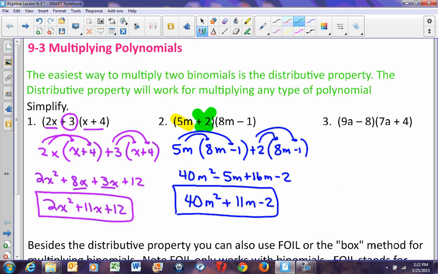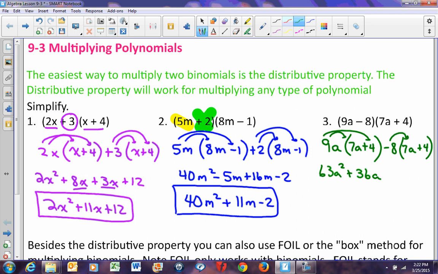Last problem here, we're going to do the same process. I'm going to take my first term, 9a, multiply by everything in the second parenthesis, (7a + 4). Take my sign and my second term, negative 8, and multiply by everything in the second parenthesis, (7a + 4). So then when I distribute, 9 times 7 is 63a squared. 9 times 4 is 36a. Negative 8 times 7 is negative 56a. And negative 8 times 4 is negative 32.